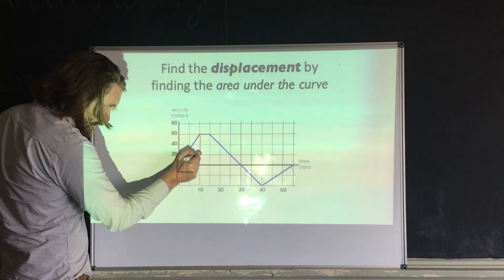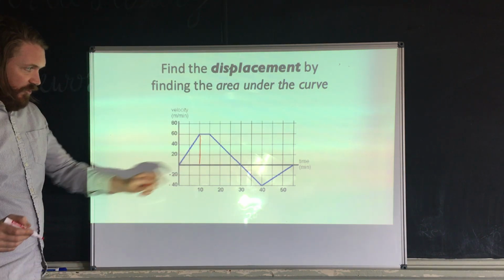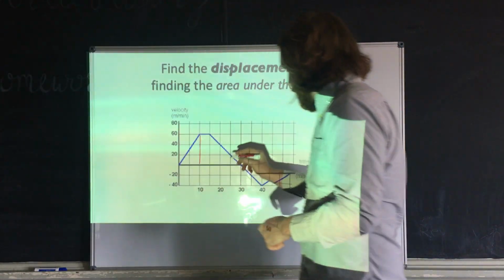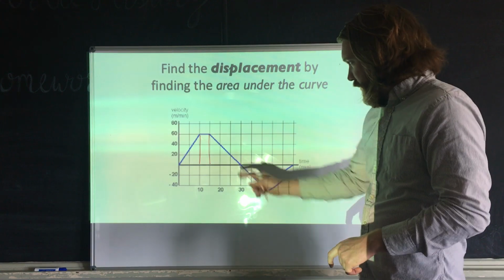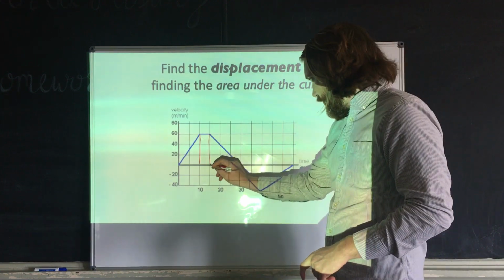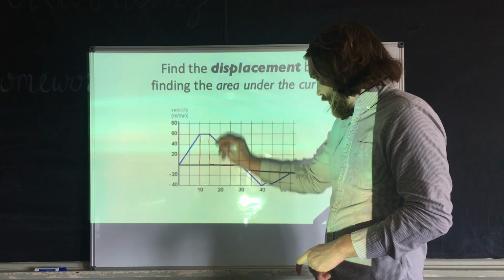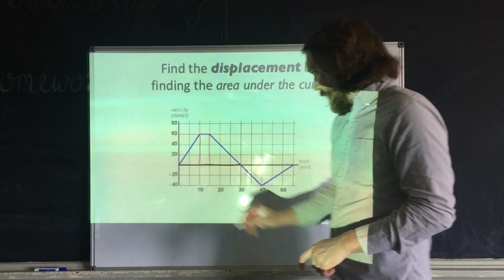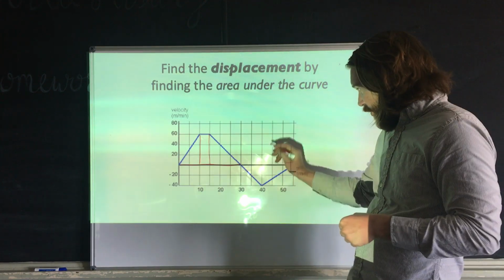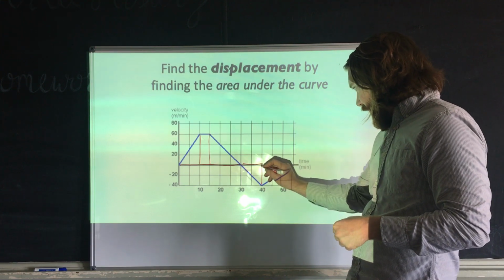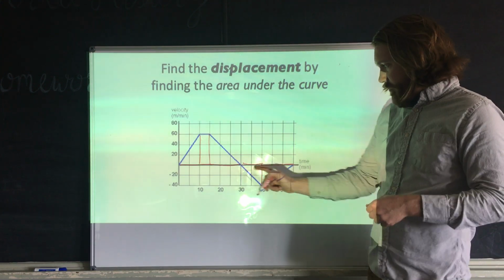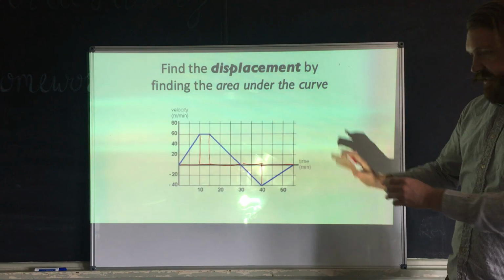Here's our first piece. I'm going to use red. That's our first triangle. This is our second piece. That's a rectangle. This piece right here, this is our third piece right there. Okay? Now we go down to the bottom. Now we have this is our triangle, and we're going to have this as a triangle. So we're going to take that.